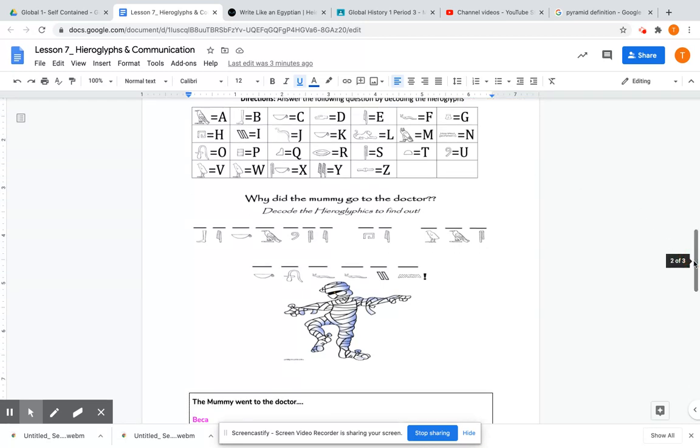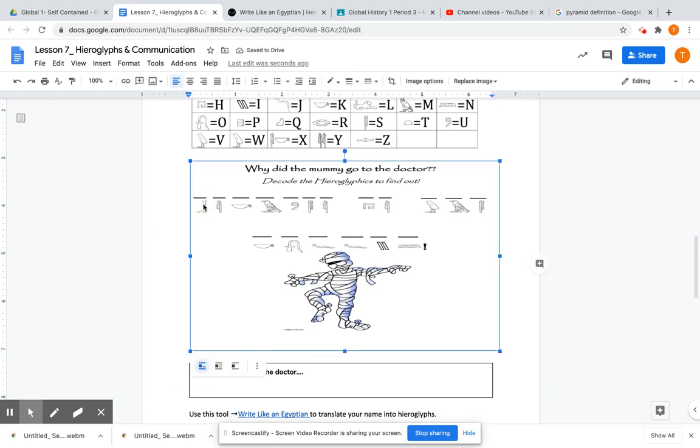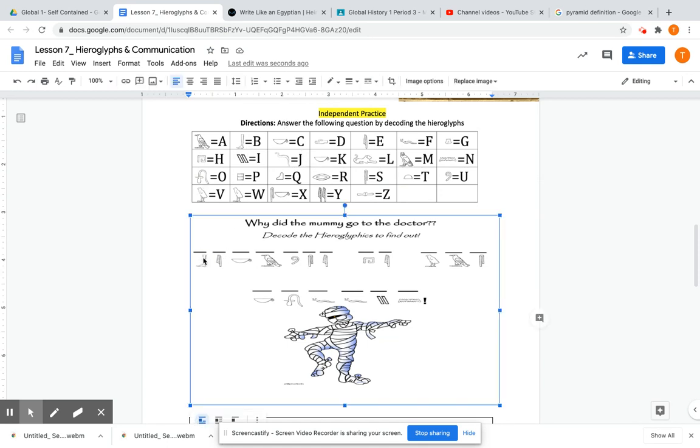So here's how we read hieroglyphics. You want to look at the picture down there. You want to look at the first picture, all right? The first picture is of a foot. And you want to look at the hieroglyphics chart up here to locate that foot. When you find the foot, you're going to locate the letter that it corresponds with. And that's going to be your first decoded letter.